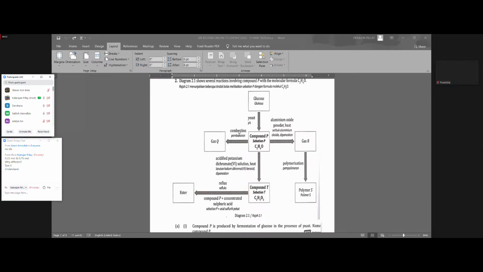Complete combustion. Write it down here, above here: complete combustion. If you just put combustion, maybe somebody will say it's incomplete, so it must be complete. And then, of course, the gas must be carbon dioxide. Carbon dioxide and water, but the gas here is carbon dioxide. So you can put here gas Q plus water. Okay, we have done that before.